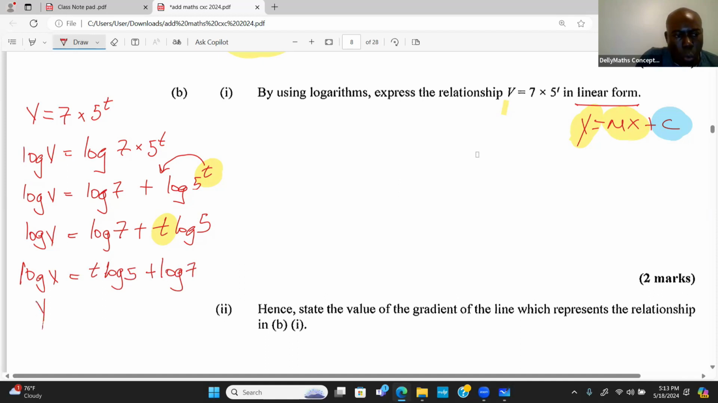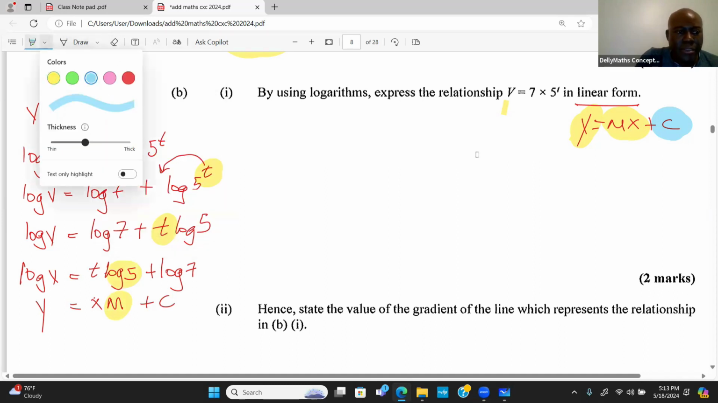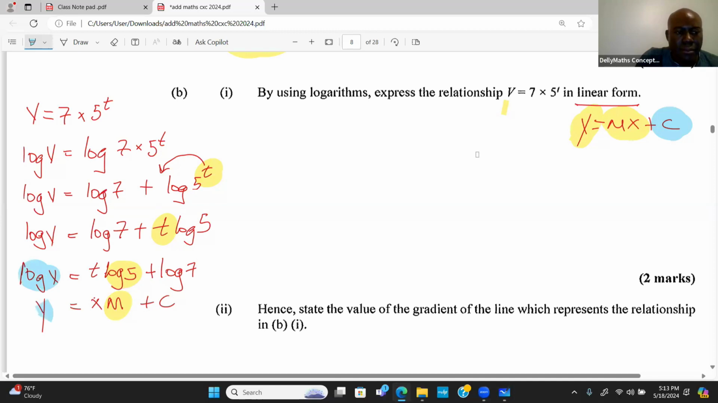So this is like y equal to mx. I'm going to say xm, right? All right, plus c. The reason why I say xm is because the gradient is a number. So the log of 5 is a number. So I want you to see that. So these are variables here. This is a variable, log of v, which links to y, and x is t. All right. So basically, in linear form, this is the idea. All right. So that's the idea that we're looking at.